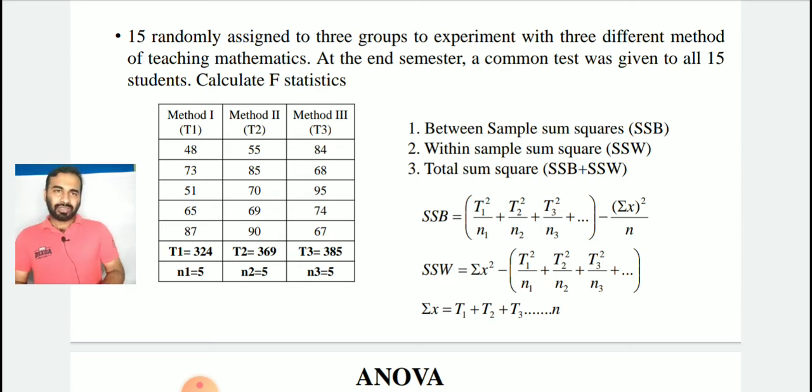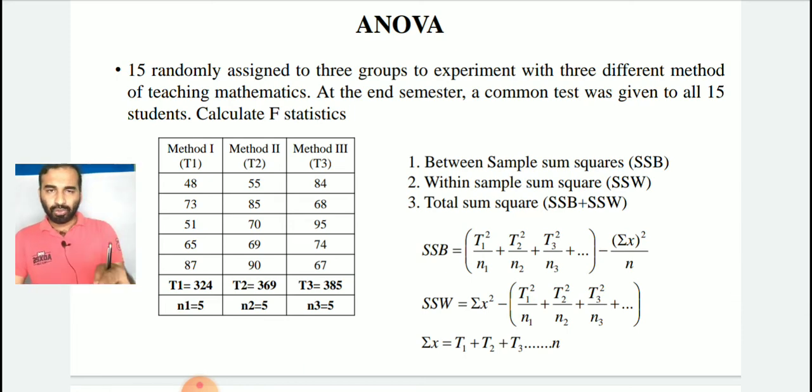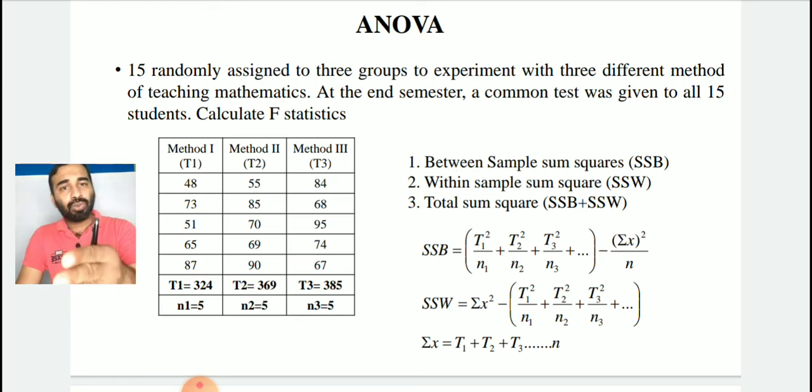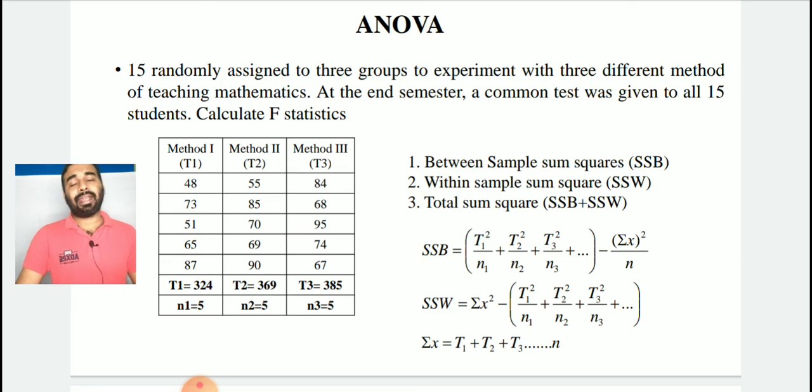Let me tell you one thing. Look at the first method. T1 is the first method, T2 the second method, T3 the third method. In each method of teaching, 5 students participated, so there are 15 students. In the first method, these students got a total of 324 marks. In the second method they got 369, and the third group got a total of 388 marks.